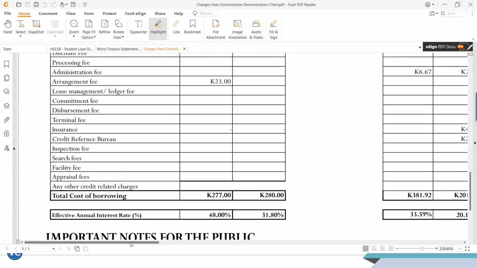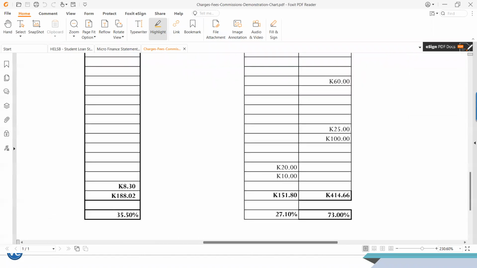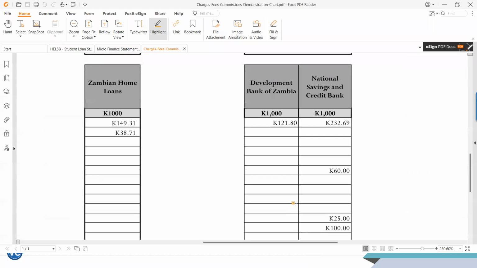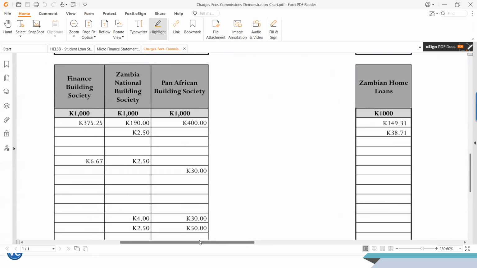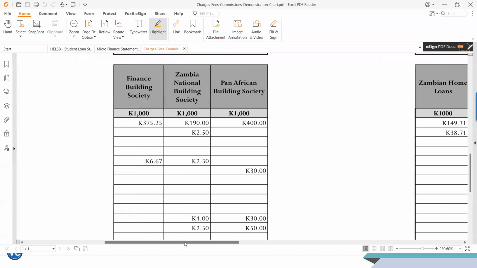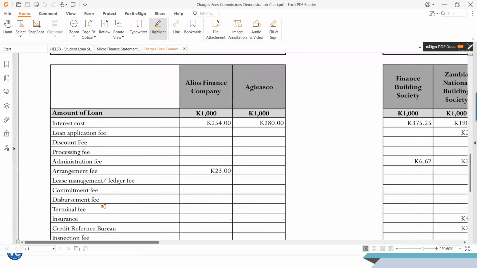And then you've got the effective annual interest rates also shown here at the bottom for these others. So the ones that we know is National Savings and Credit Bank. We have Development Bank, Zambia Home. These are institutions that we know. Zambia National Building Society, Finance Building Society, all these are companies that we know of.